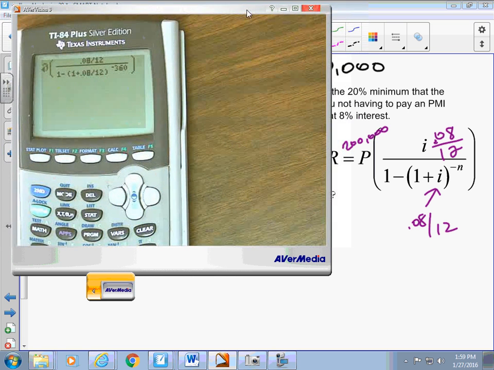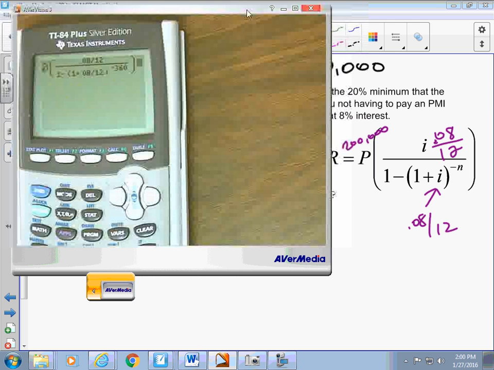Are we getting 1,400 and something? Yeah. It's negative. Wait, did you put a negative 360? I did. Why is it negative? The formula. I got it. Let me see your calculator. You put a negative on your 0.08 divided by 12 on the top. In fact, you didn't put a 0.08, you put negative 0.08.